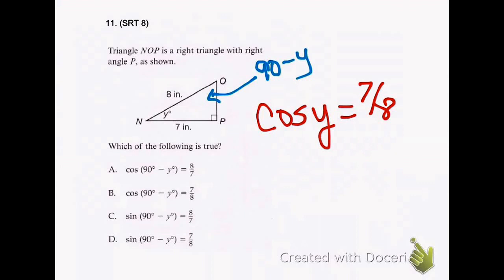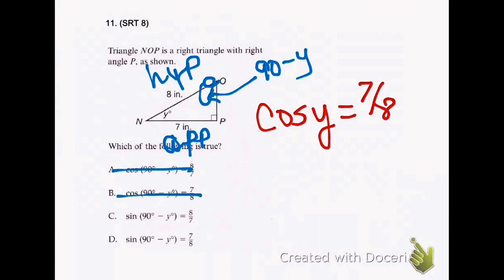So if I want to put theta at angle O, that's going to make 7 my opposite side, and 8 is still my hypotenuse. So if I'm comparing my opposite side and my hypotenuse, I'll no longer be using cosine. So now determine the answer.